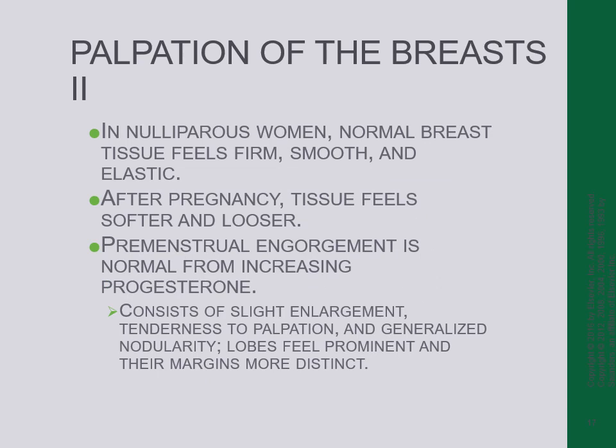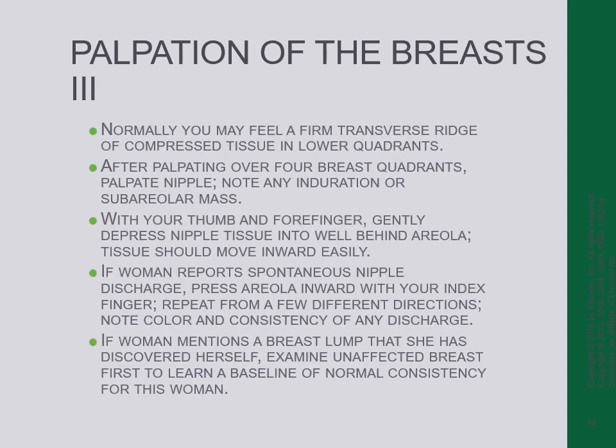So women who have never been pregnant, the normal breast tissue feels firm, smooth, and elastic. After pregnancy, especially with lactation, the tissue feels softer and looser. With premenstrual engorgement, there tends to be firmer and more tender breast tissue, and sometimes women have to reschedule and come back because the breasts are difficult to examine in the premenstrual phase. It's normal along the bottom edge of the breast to feel some ridge of tissue.